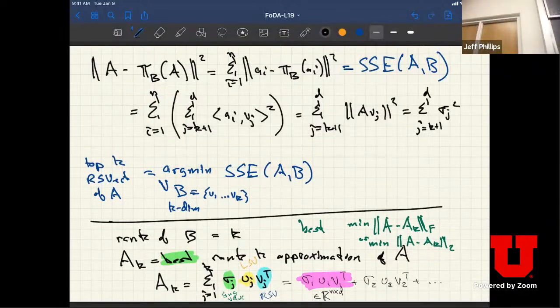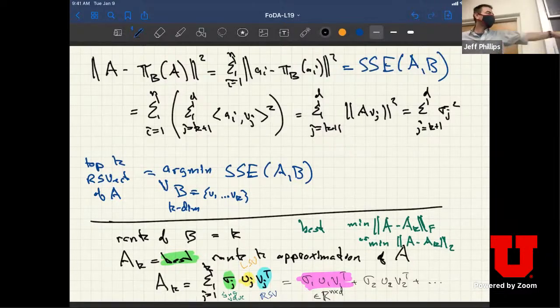Which is good because A_k, I want this to be n by d, and I'm adding these up, so I can do element-wise addition. I want to look at A minus A_k. If I use matrix subtraction, they have to match in size, and A was n by d. This is an outer product. u1 times v1 transpose is an outer product, so it blows stuff up.